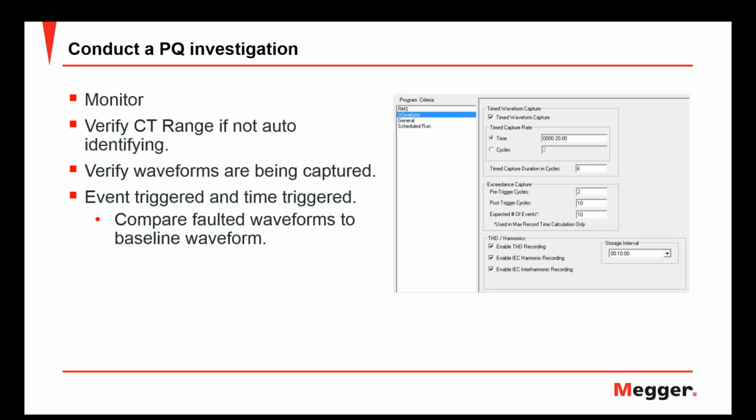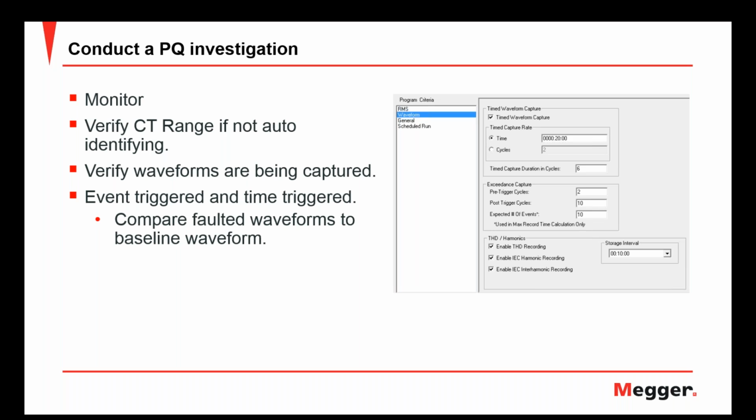Now, conducting a PQ monitoring, another thing we want to do is verify the CT range is correct. This is a common problem I have seen many times, where someone hooks up a CT, and especially if it's a selectable range, they set the range in the CT, but not in the unit. So there's a mismatch there. Now, if your unit does not auto-recognize CTs, you've got to make sure that these are set properly. If they auto-recognize, it's really a non-issue.